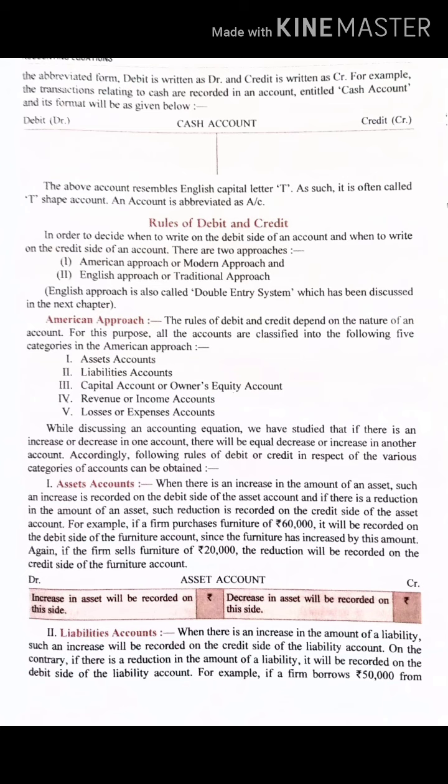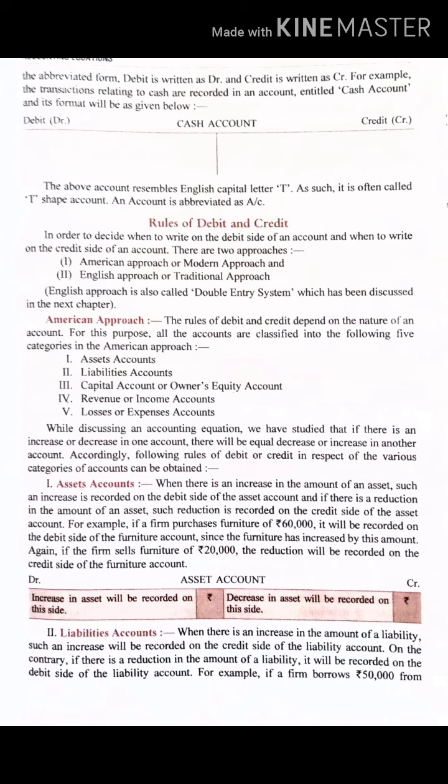To understand this, we have to categorize the accounts into 5 classifications. Which are these? Assets accounts, liabilities accounts, capital account or owner's equity, revenue or income account, and losses or expenses account. Now we will discuss them one by one. First we will look at the assets account.